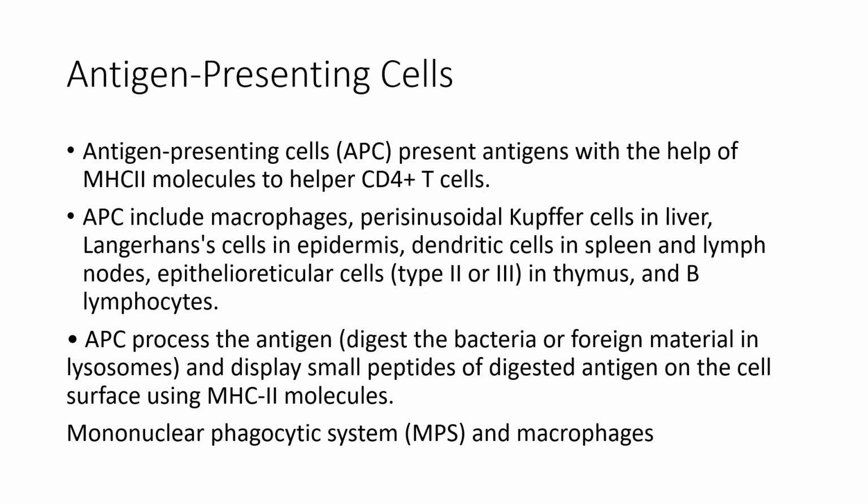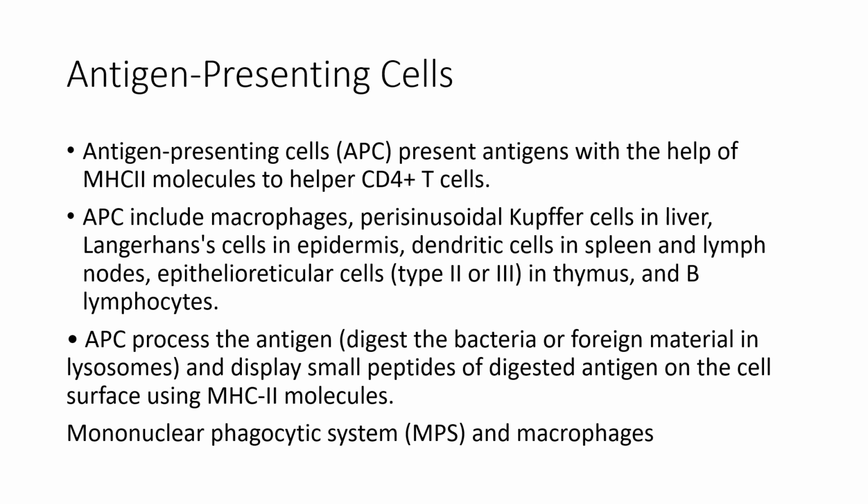Antigen presenting cells include the mononuclear phagocytic system. Examples of antigen presenting cells are macrophages, the perisinusoidal Kupffer cells in the liver, Langerhans cells in the epidermis, dendritic cells in the spleen and lymph nodes, and epithelioreticular cells in the thymus.